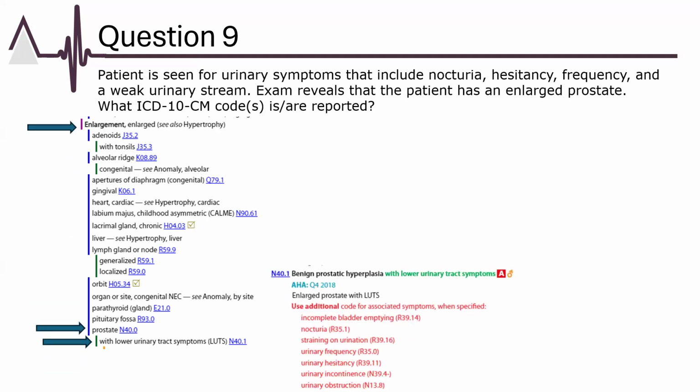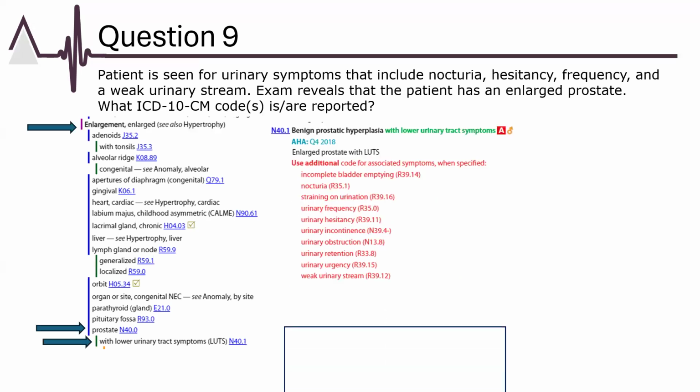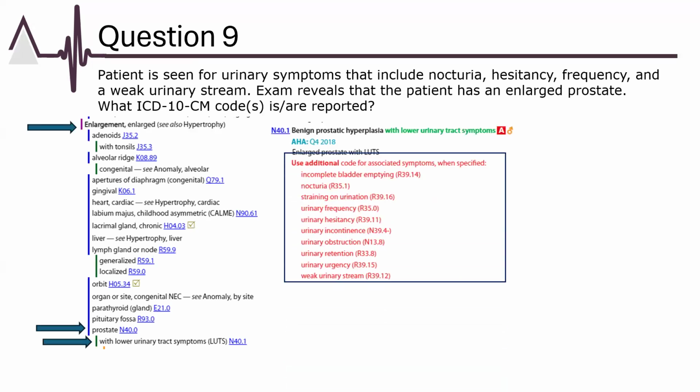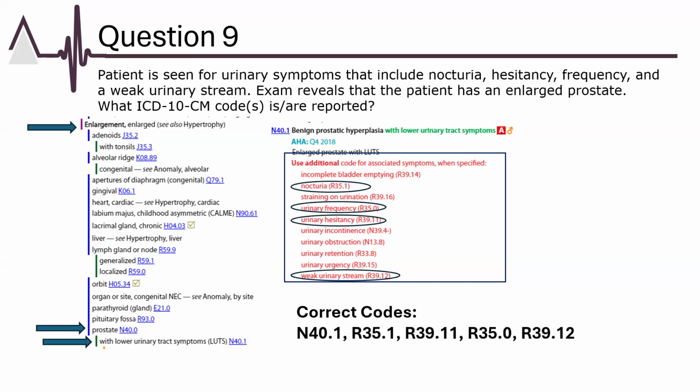When verifying in the tabular list, a note states to use an additional code for associated symptoms. The nocturia, hesitancy, frequency, and weak urinary stream are listed as associated symptoms. The correct codes are N40.1, R35.1, R39.11, R35.0, and R39.12.